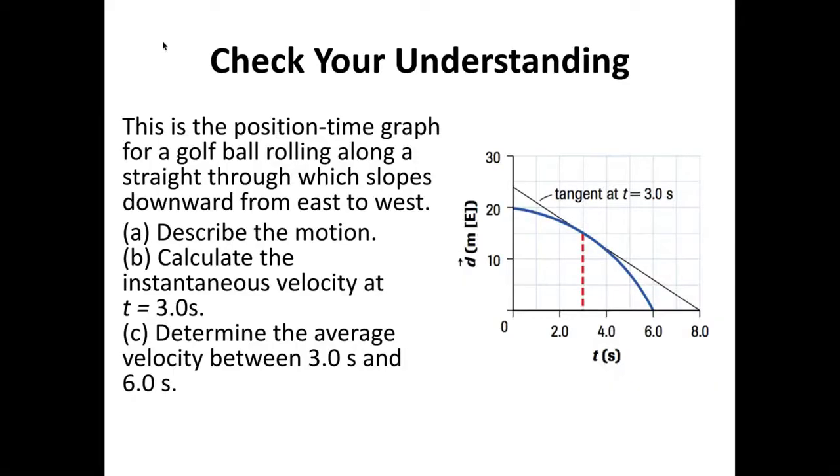Okay, so check your understanding. Here's an example of a curved line. This is a golf ball rolling along a straight trough, which slopes downward from east to west. Okay, so that's the direction it's going, and it's going downward. They give you a tangent line at 3 seconds. Describe the motion, calculate the instantaneous velocity at 3 seconds, and then determine the average velocity between 3 and 6 seconds.